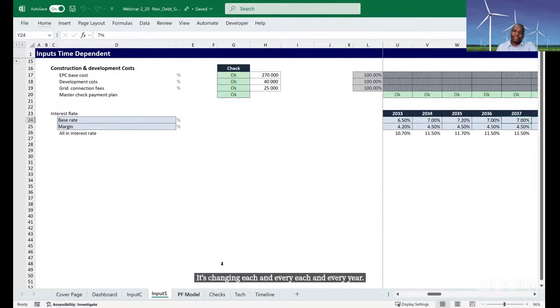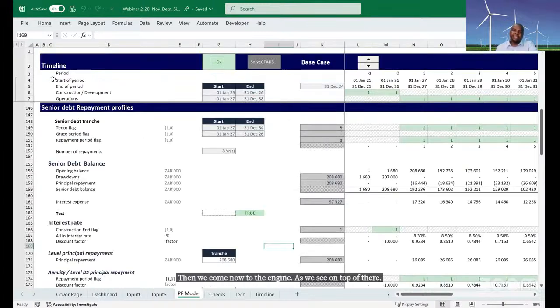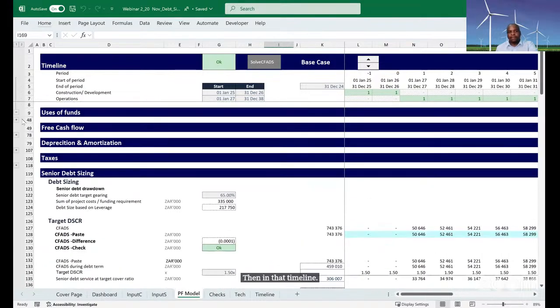Then we come now to the engine. As we see on top there is a timeline. Then under the timeline, we have the uses of funds. I've calculated some cash flows and depreciation, tax, and senior debt. And you can see the timeline is built in a very flexible way. There are also flags there that are computed, coming from the timeline sheet.